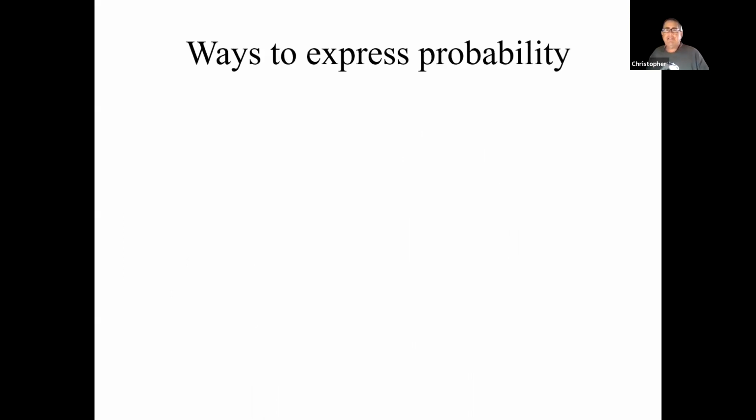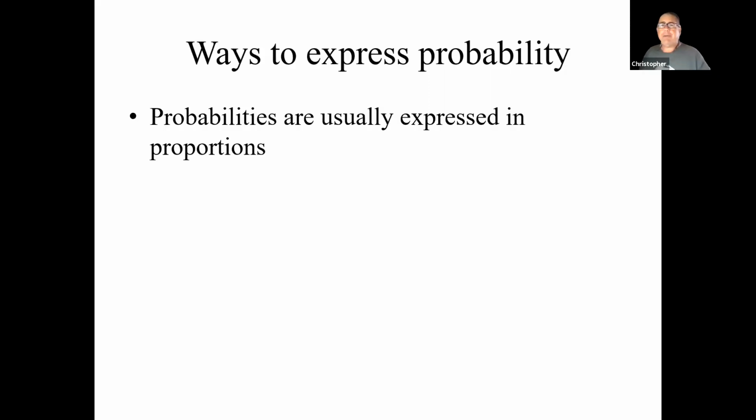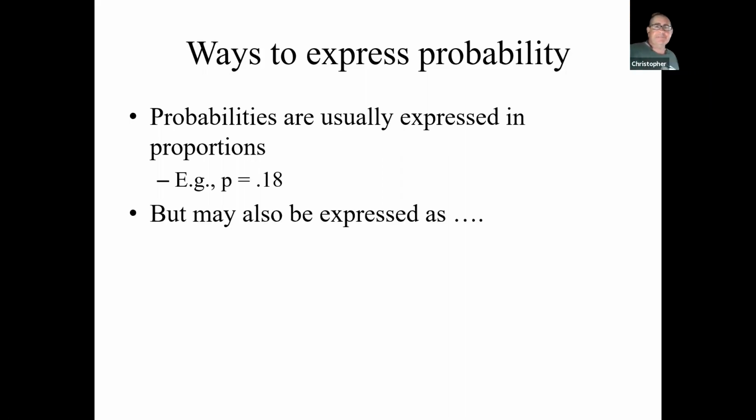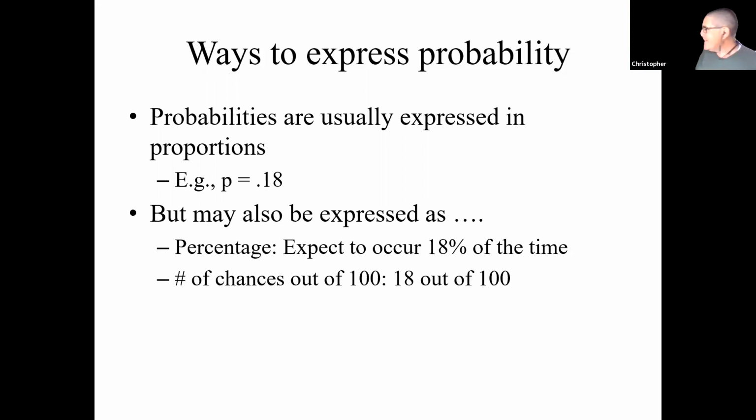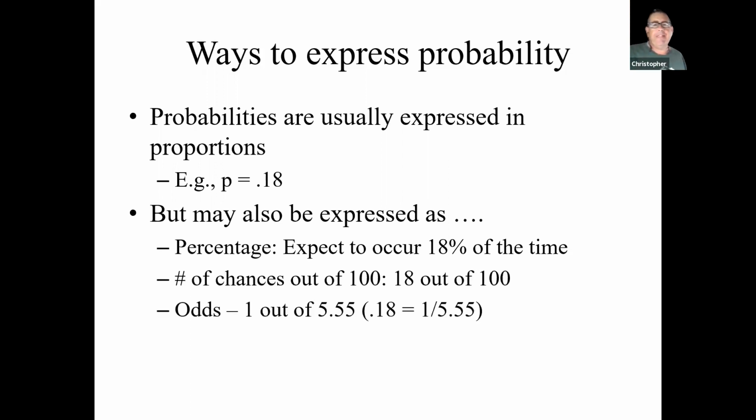All right, a couple of things to close out with. There are several ways to express probability. Probabilities are usually expressed as proportions, for example, a probability of 0.18. But they also might be presented as percentages. Expect something to happen 18% of the time. Chances out of 100, 18 chances out of 100 of something happening. We could express this as odds. 0.18 would be 1 out of 5.55 odds, as that's how you get to 18.